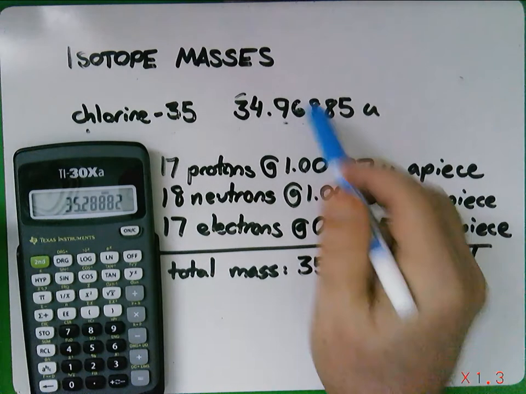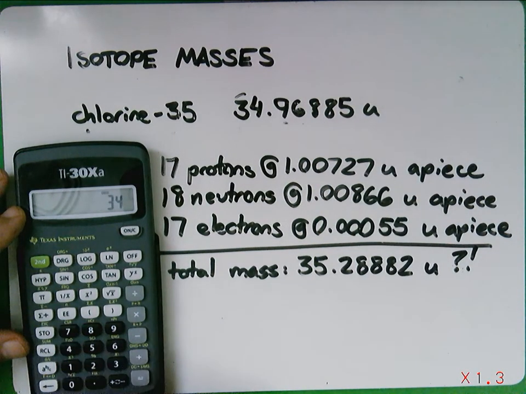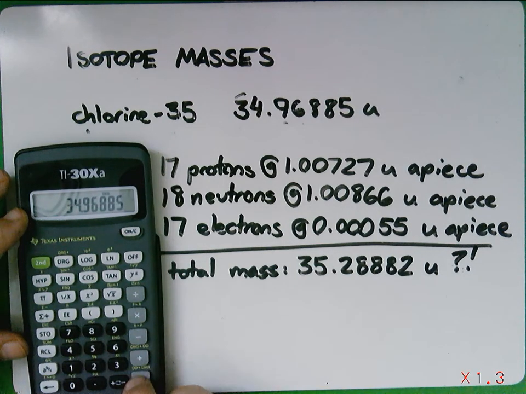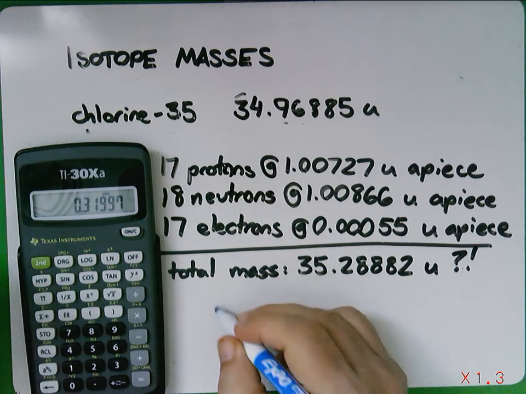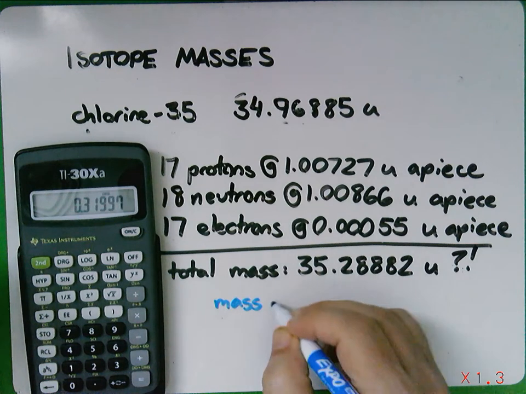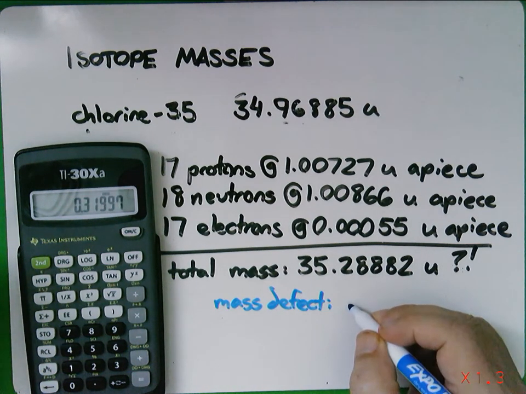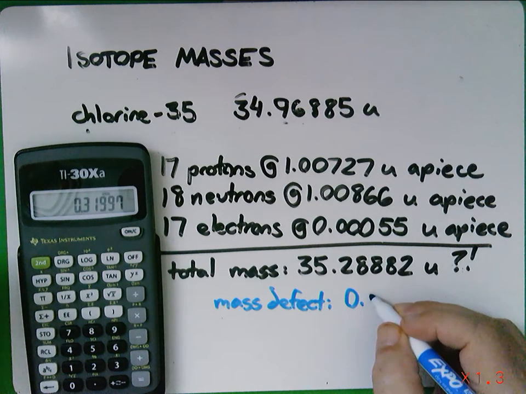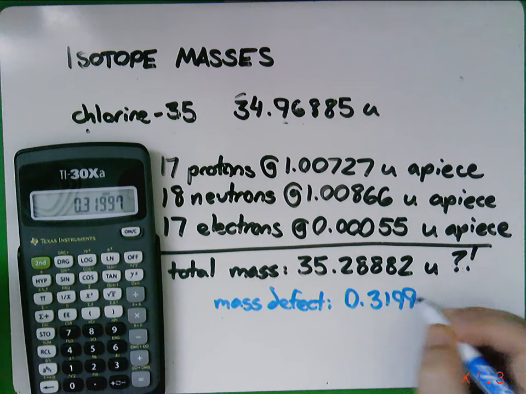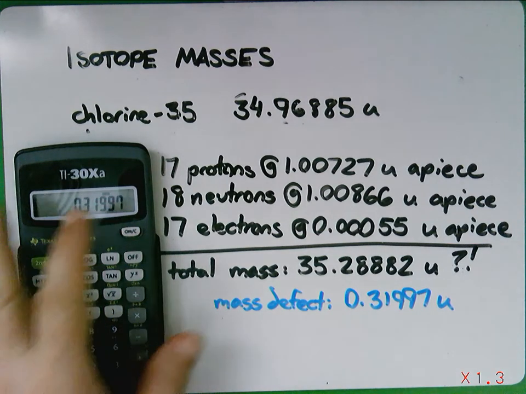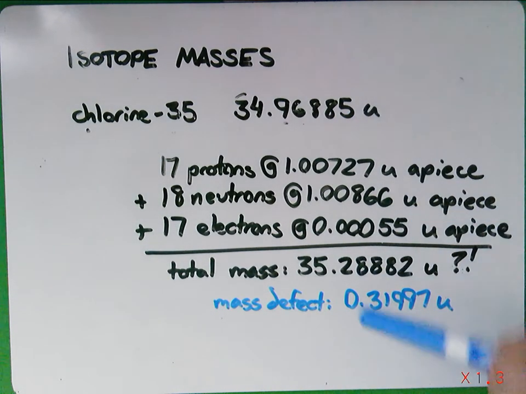Let's figure out what the difference is between those two. I took this number minus 34.96885, and I get something I'm going to call the mass defect, the difference between those. It's too light. There's some missing mass, and this is the amount of missing mass. Now, where did it go?